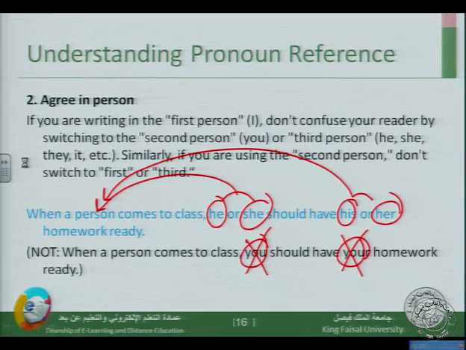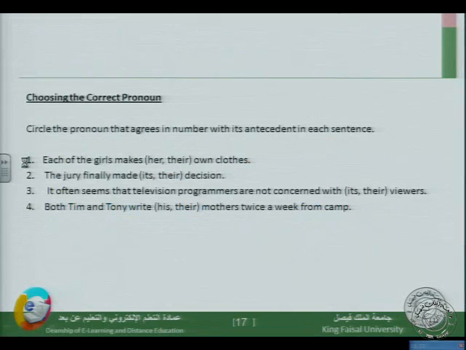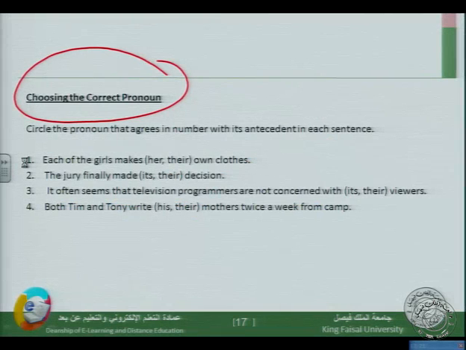So this is what I mean by agree in person. So here's kind of an exercise. Choosing the correct pronoun. I want every one of you to sit at his desk and do exactly what we have learned today about pronoun reference. Just follow the rules. I always like this statement. Follow the rules. Okay? To get a high score, just follow the rules.